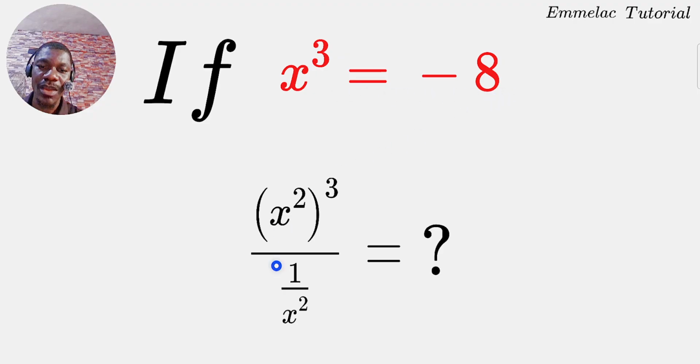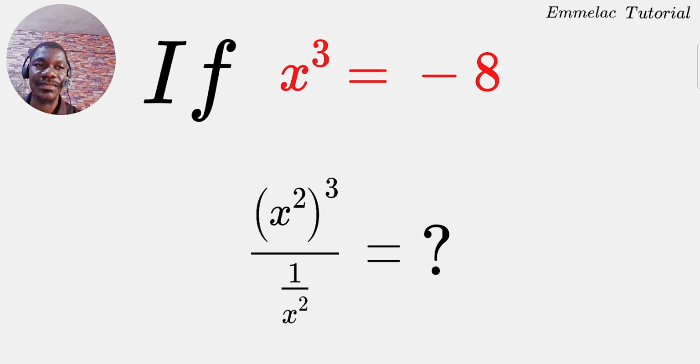Let us look at this beautiful question, and it says that if x raised to 3 equals negative 8, what then is the value of x raised to 2, all raised to 3, all over 1 over x raised to 2? Very easy. All we just need to do is to evaluate for the value of x here and plug it into this expression, and boom, there we have our answer.